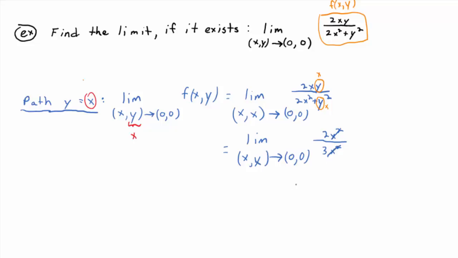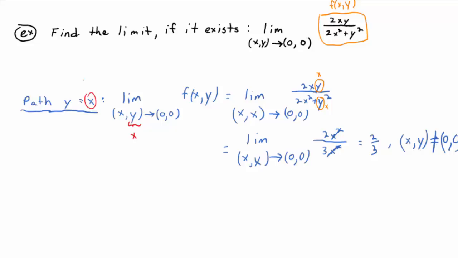These guys cancel, and I get 2/3. This is assuming that x and y never both get to 0, so (x, y) does not equal (0, 0). In other words, x and y at the same time don't equal 0, 0. So on that path, y equals x, the limit is 2/3. Does that make sense to you?